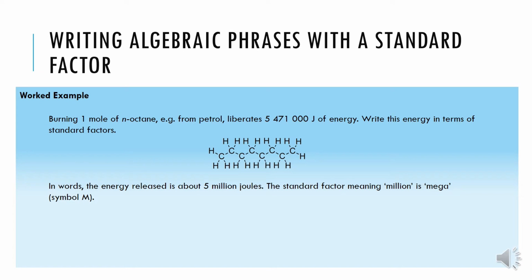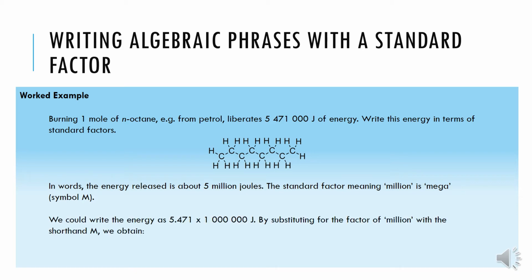The standard factor then, meaning million, is mega. So we know that's the standard factor we want to use. Now we could easily write this as 5.471 times 1 million joules. But by substituting in that factor mega for million, we gain a far more efficient way of writing that number. And we can write the energy released as 5.471 megajoules.